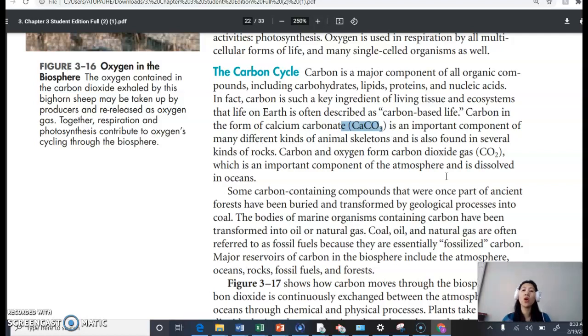So coal, oil, and natural gas are often referred to as fossil fuels. We know that one, right? So what are those fossil fuels? We have the coal, oil, natural gas as examples of those. And this reservoir of carbon in the biosphere includes the atmosphere, the oceans, rocks, fossil fuels, and forests.